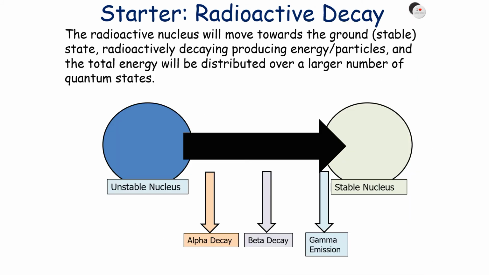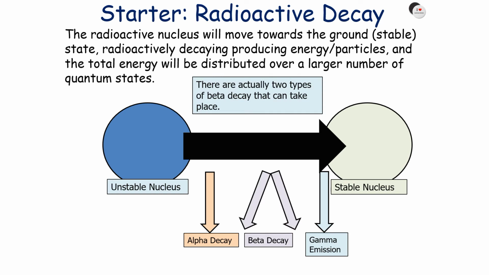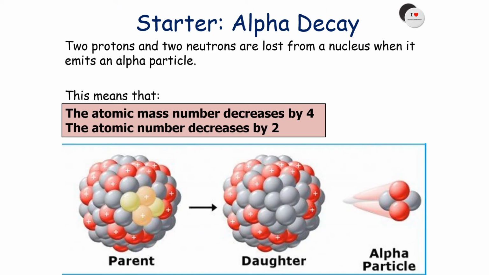So a radioactive nucleus will move towards the stable or ground state by radioactively decaying and producing energy or particles, and this energy will be distributed over a larger number of quantum states. So it can happen by either alpha, beta or gamma decay. In reality there are two types of beta decay, and there's also a fourth decay process that can occur called internal conversion. So alpha decay is when two protons and two neutrons are lost from a nucleus.